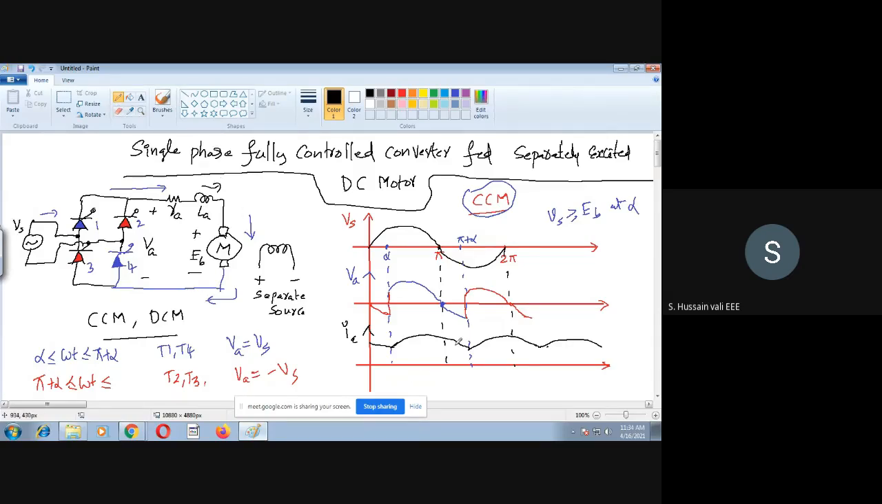So these are the three waveforms: the supply voltage waveform, the output voltage waveform, which is the armature voltage, and the armature current. These are the waveforms you got here. Now let me complete this. It will continue for which angle? It will continue for 2 pi plus alpha.